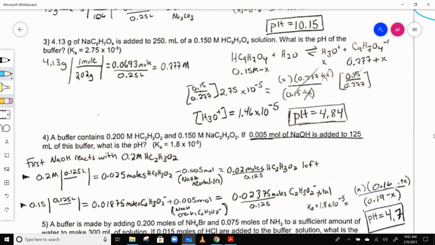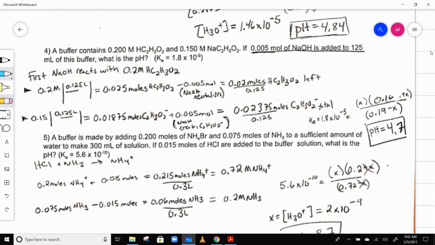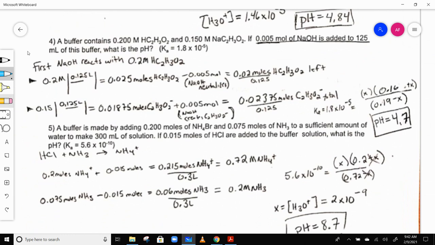Okay, number 4 and 5 are a little bit of an introduction to creating a buffer from a weak acid and a strong base. But in this case, we even threw a little wrench in it, and we have some of the weak acid's conjugate base. Okay, so we have 0.2 molar HC2H3O2 and 0.15 molar NaC2H3O2. Then we add, now this is the kink in it, 0.005 moles of NaOH.